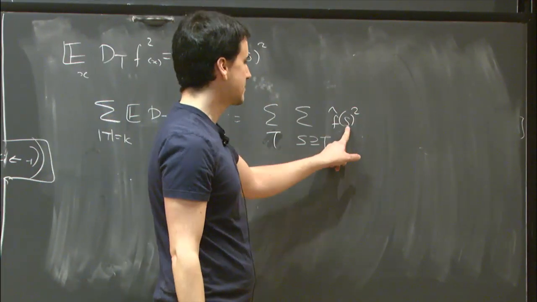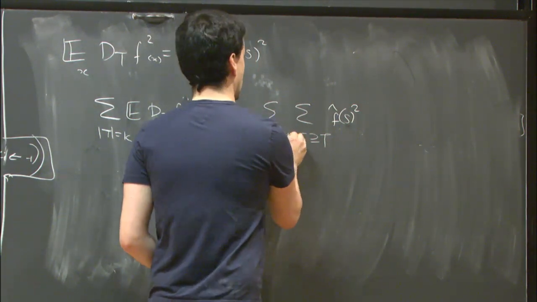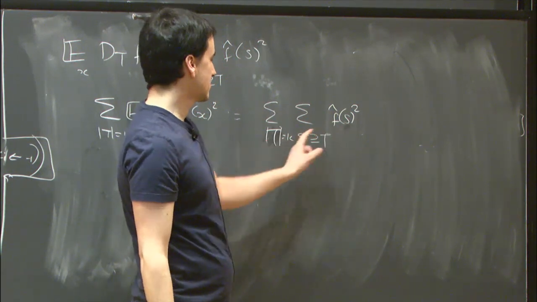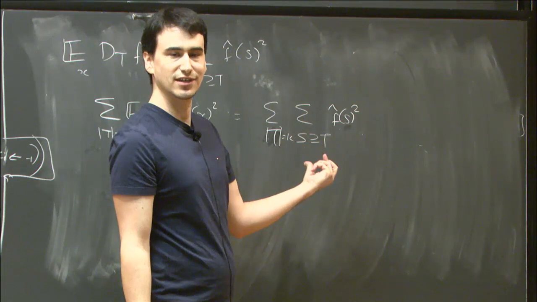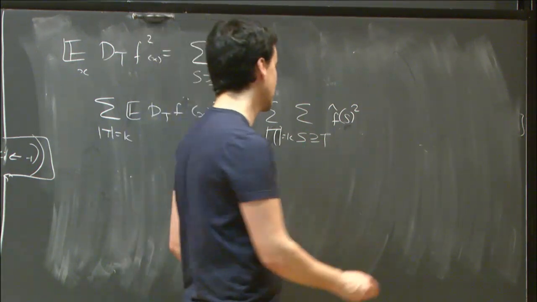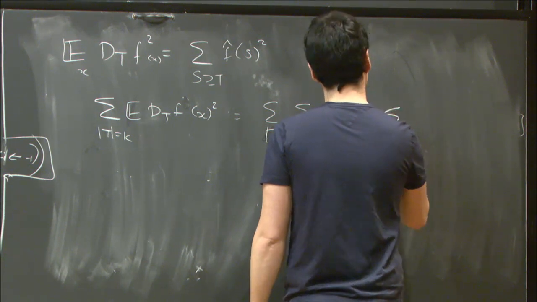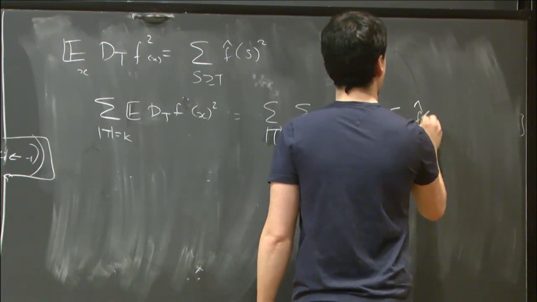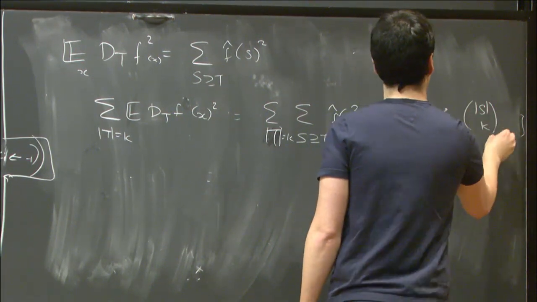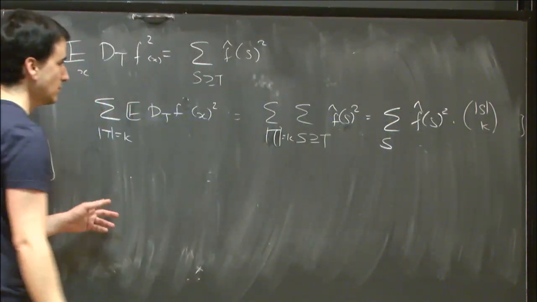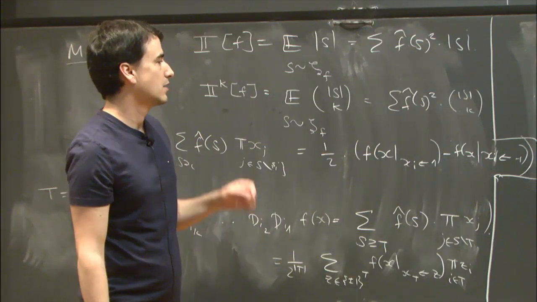So each set S is counted. Okay, we're going over all sets of size k. Each set S is counted here S choose k times, right? I can choose any subset of size k, and it gives me one application of it. So I have this thing, and S choose k. Okay, so this is why this is a natural definition.